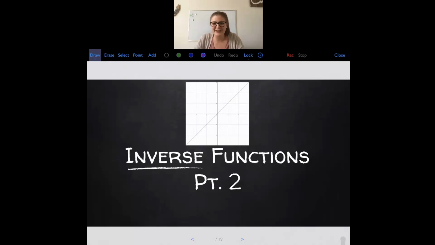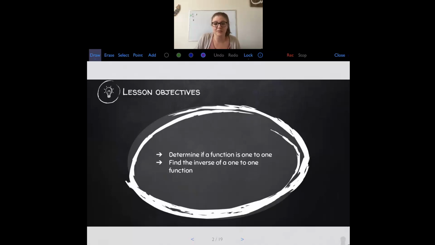Our second lesson on inverse functions. We are going to continue on. This is part 2. In this lesson, we are going to be able to determine if a function is one-to-one, and then we'll be able to find the inverse of a one-to-one function. And the reason that one-to-one is important is if a function is one-to-one, then it has a unique inverse. So that's how it ties into relating to the topic of inverse functions.